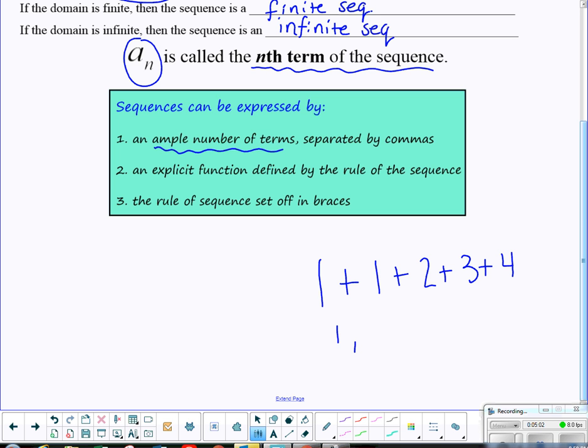A sequence, oh, I should have done something different here.